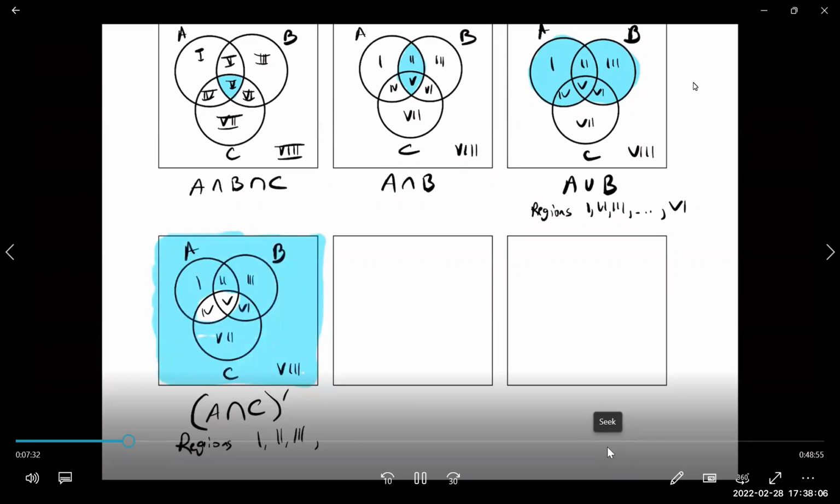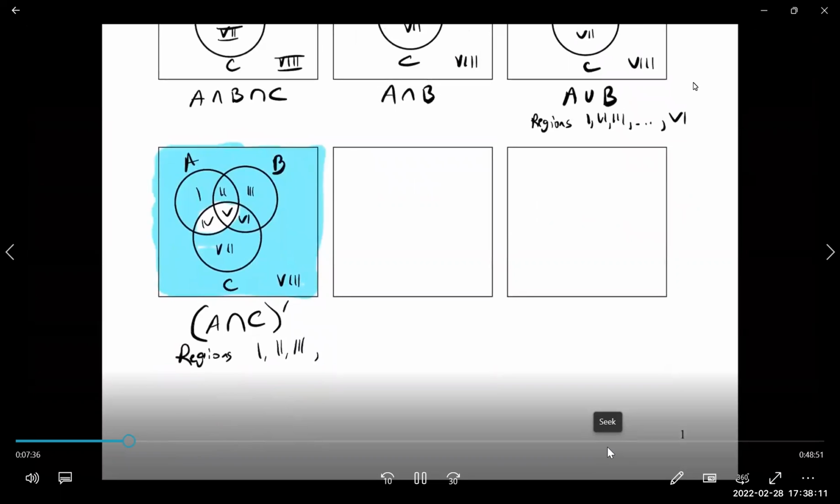Okay. All right, there it is. So let's write down the region. So it would be 1, 2, 3, 6, 7, 8. Yeah, that's right. Good.